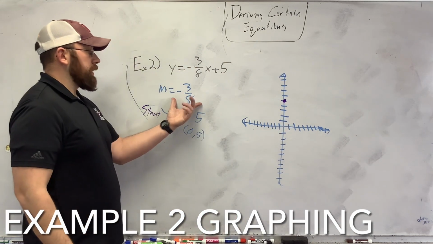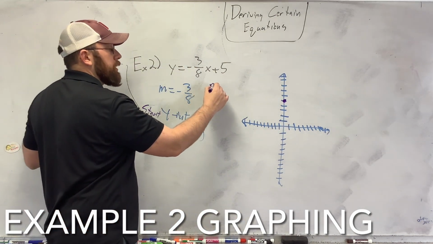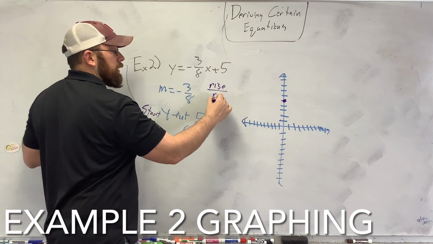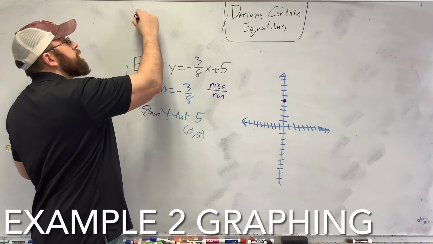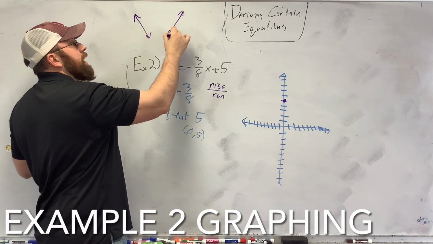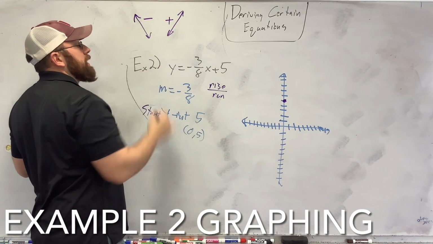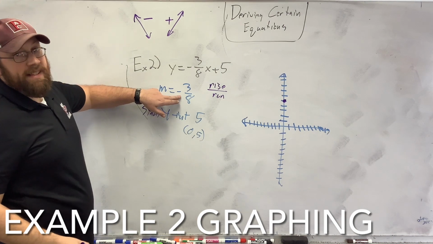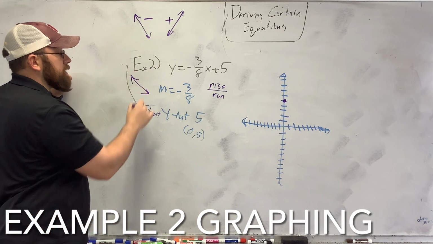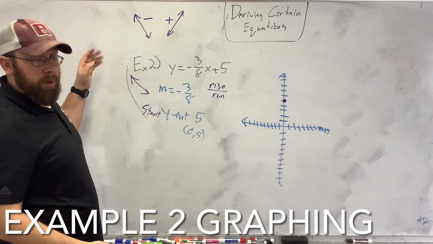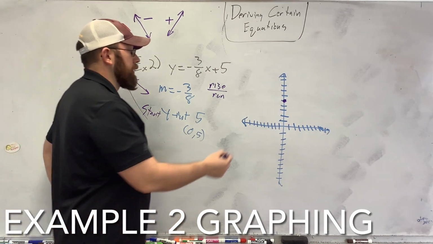Now I use my slope. Here I'm going to use rise over run, and it's negative. You usually have 2 types of lines, negative and positive. Since this is a negative slope, my line is going to look like this when I'm finished graphing it. Always keep that in mind.